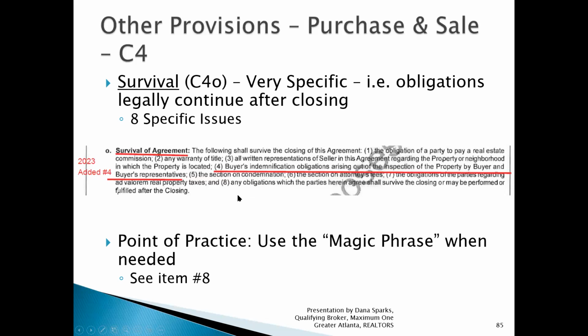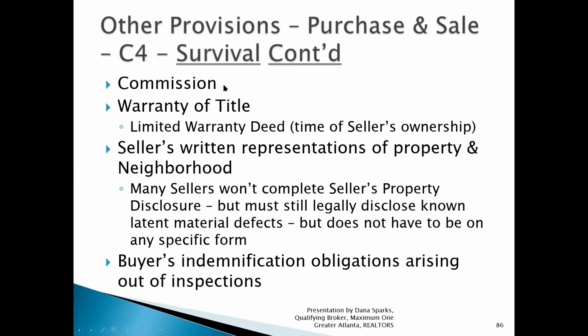There are 8 specific issues that survive the contract: commission, title, seller's written representation of the property and neighborhood. That's why many sellers won't complete a seller's property disclosure.